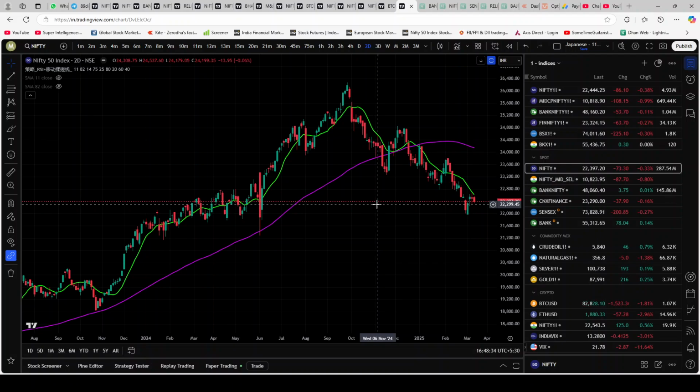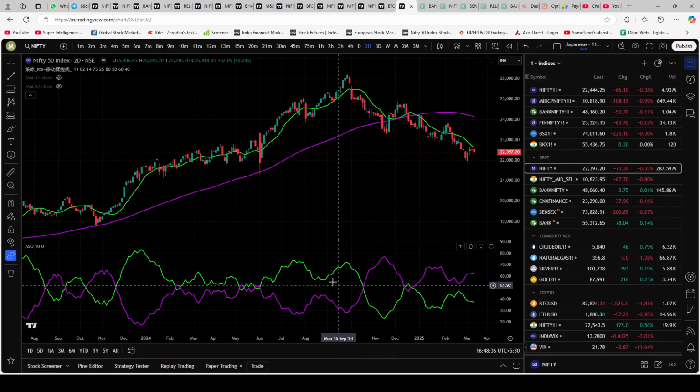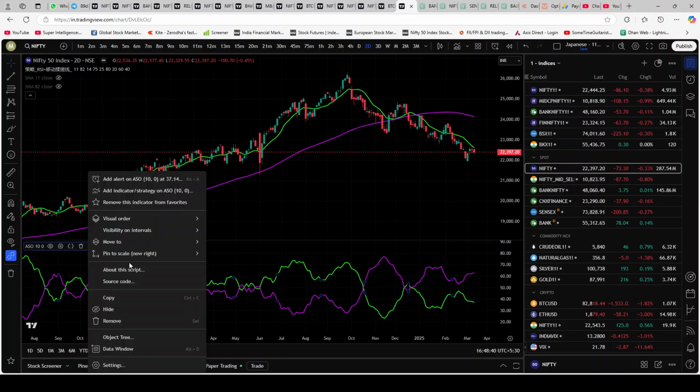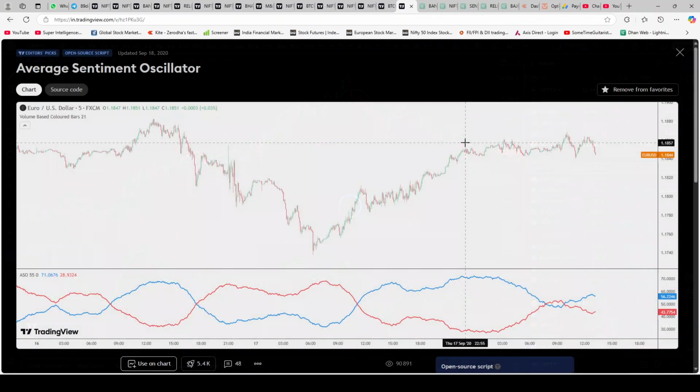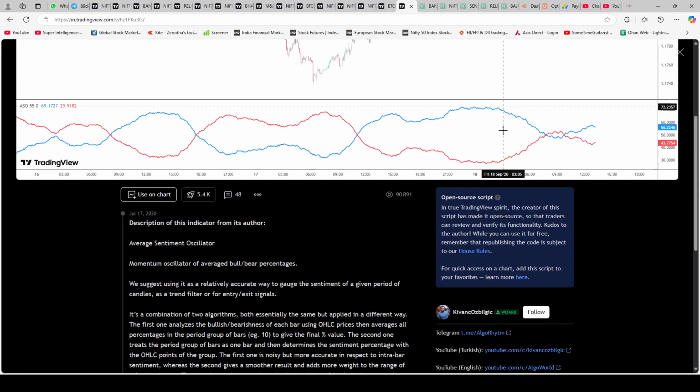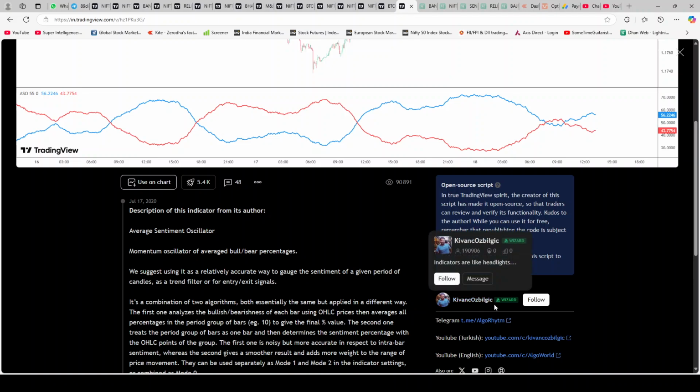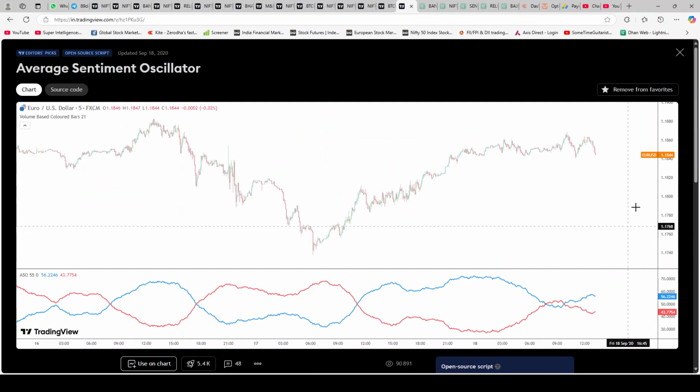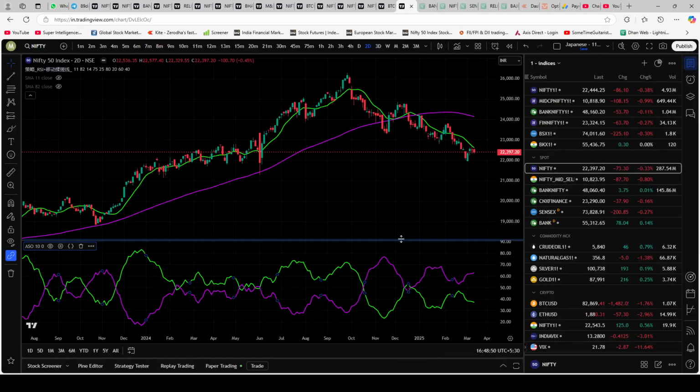Sometimes I don't even look at the bottom ASO, and when I want to reconfirm, I just click on the ASO, which is average sentiment oscillator. Let me show you the name of this indicator also. Average sentiment oscillator. It's by Kevin Osblick. I'll leave the name of the indicator for both of them and pin it in the comment section so that you have no difficulty finding it.